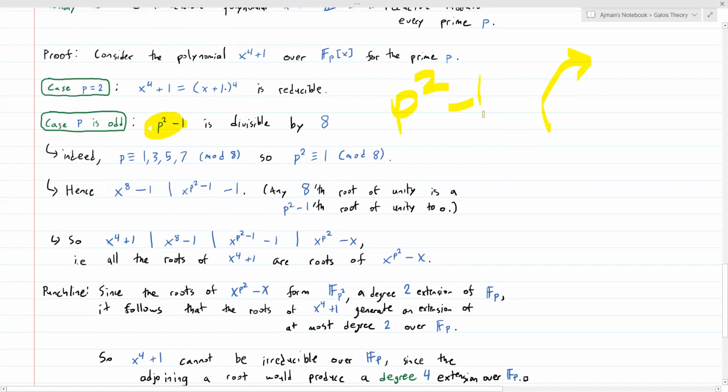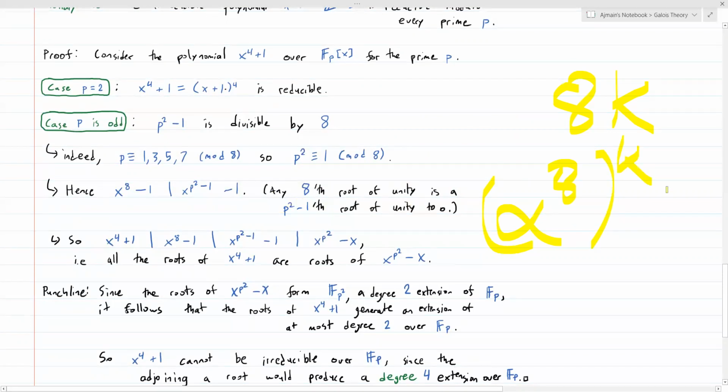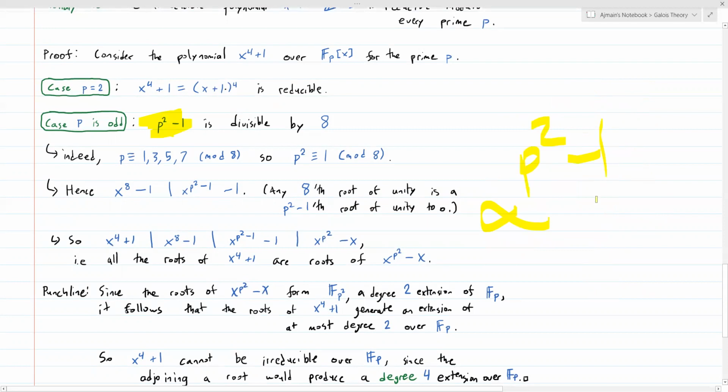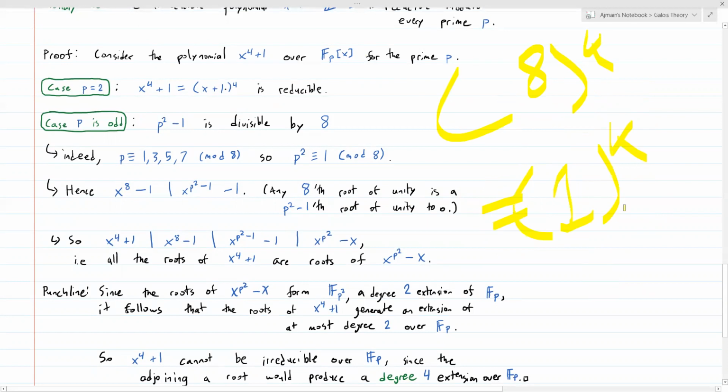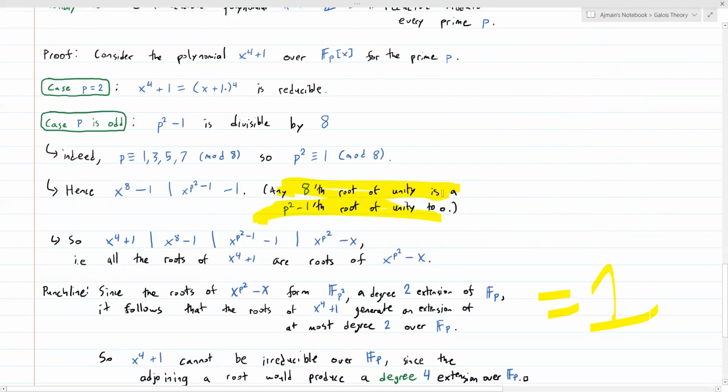So p squared minus 1 is equal to 8k. So first you're raising this root to the 8 and then to the k, which would give you p squared minus 1. So you're raising it to the p squared minus 1. But once you raise alpha to the 8, you have 1, and then to the k is going to still give you 1. So any eighth root of unity is a p squared minus 1th root of unity. So any root of this polynomial is a root of this polynomial. And since both of them are separable polynomials, all of the roots of this guy are roots of that guy, and therefore this whole polynomial divides this guy.